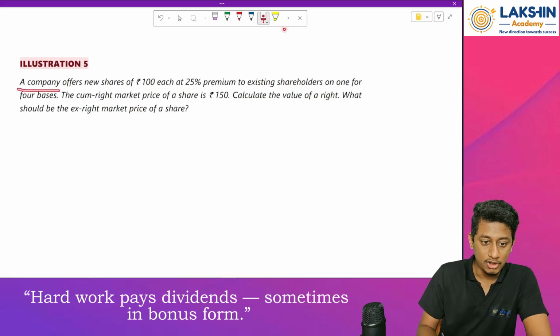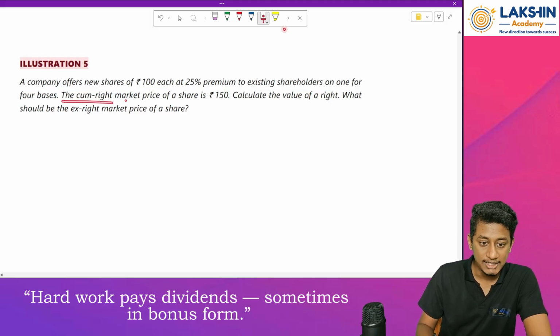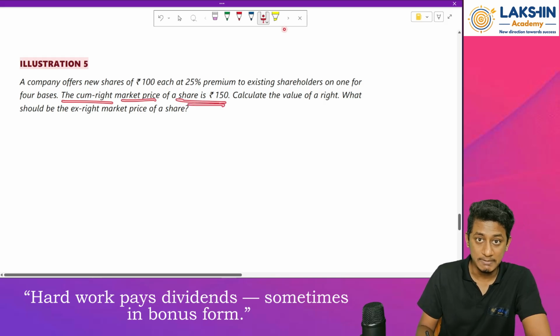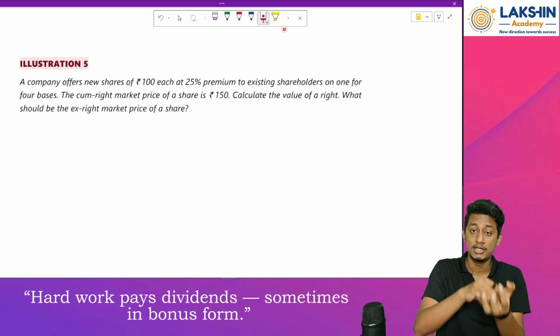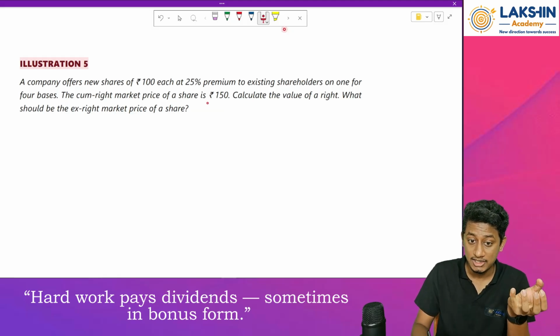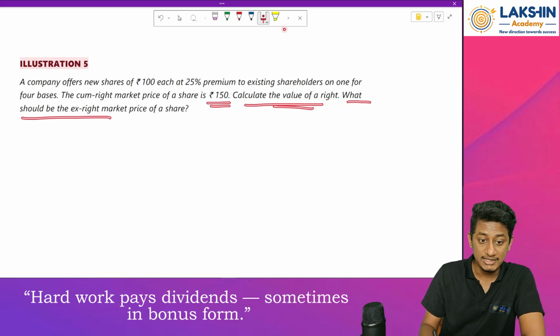A company offers new shares of rupees 100 each at a premium of 25% to the existing shareholders on a 1-for-4 basis. The cum right market price of the share is 150. That means the current value of the share, including the rights, is 150. Calculate the value of right. What should be the ex-right market price of the share?